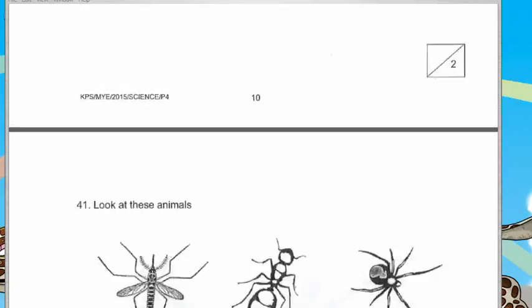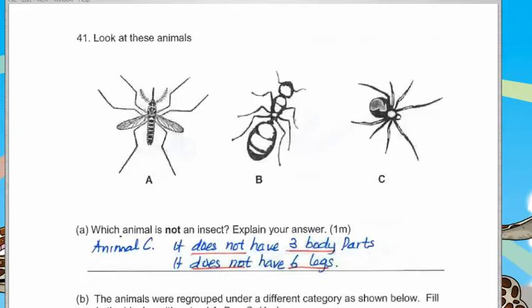Let's carry on. Now these three creatures over here, two of them are obviously insects, the mosquito and the ants. The spider is not an insect. Now, which animal is not an insect? Explain your answer. Now, you must say C is not an insect because it does not have the features of an insect. It does not have what an insect has.